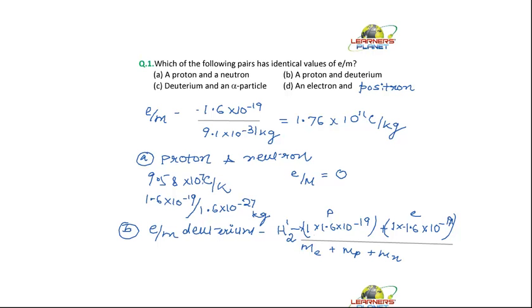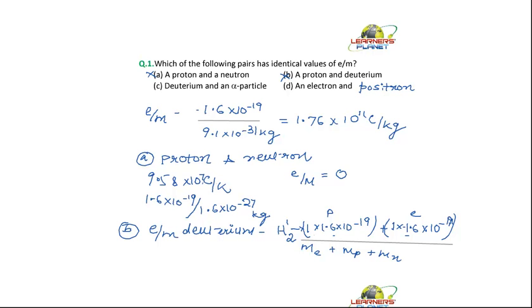So will the proton and this have identical values? In any case, this is a positive value, this is a negative value. That is, deuterium is neutral. So they are not having identical values, right? So your first option as well as the second option is violated.